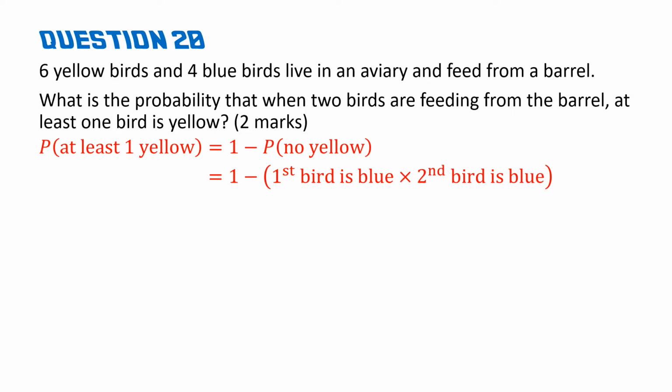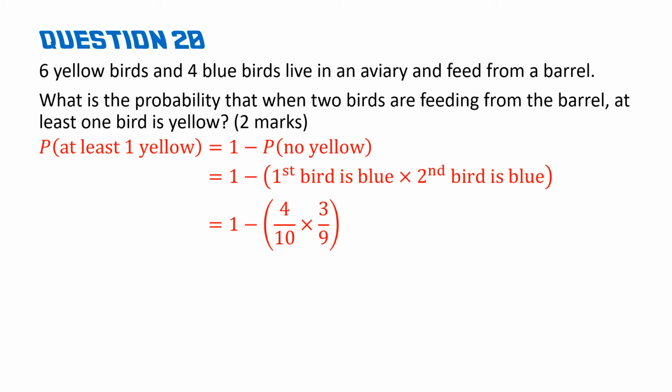Now, when we come to work out the second bird, we've already pulled one of those blue birds out to be the first bird. So we had 4 out of 10, but as soon as we take one away, we're now left with 3 out of 9. Right, so the probability that the first bird is going to be blue is 4 out of 10. The probability that the second bird is blue is 3 out of 9. So I will multiply those two numbers together.